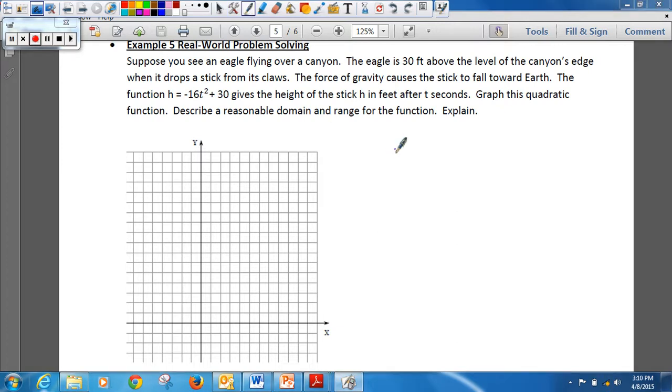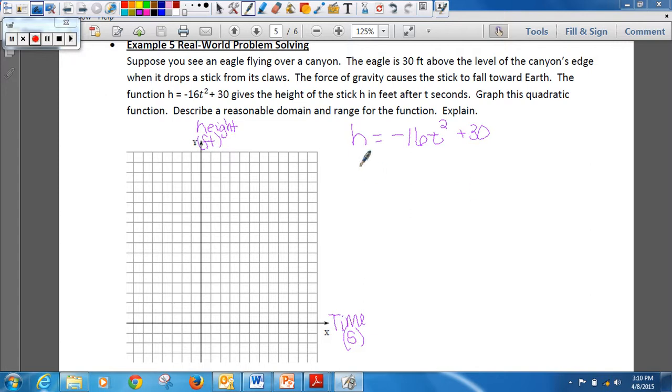Okay, so if I look here, basically they want us to graph this function, h equals negative 16t squared plus 30. Well, my x is actually representing t, which is time in seconds, because the t is in the place of the x, and the h is in the place of the y, and that's representing height in feet. That way I know what my two axes are representing.